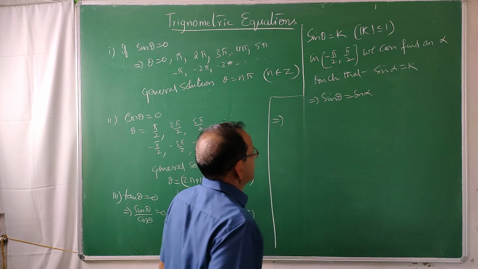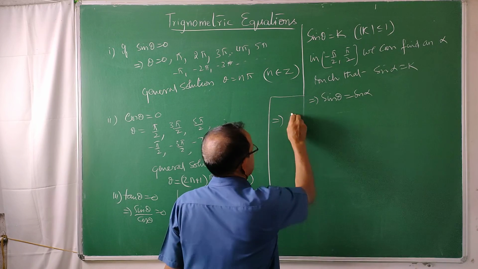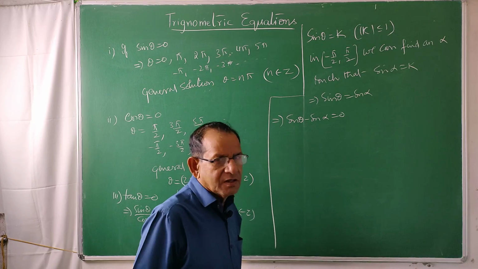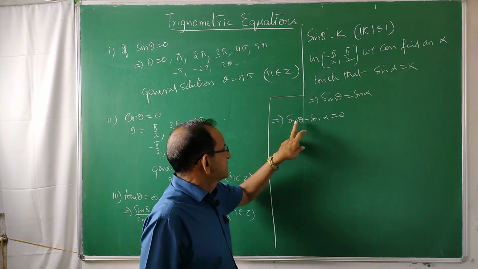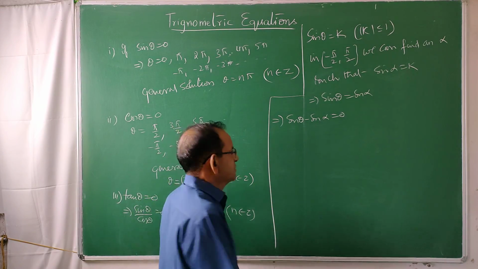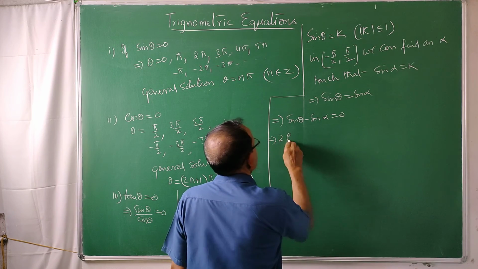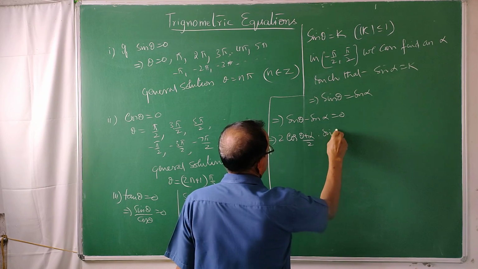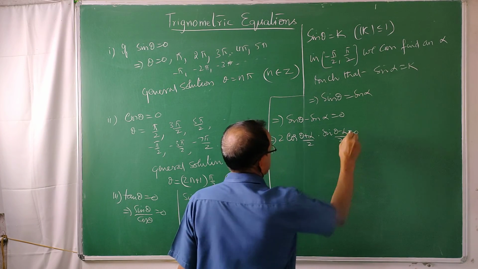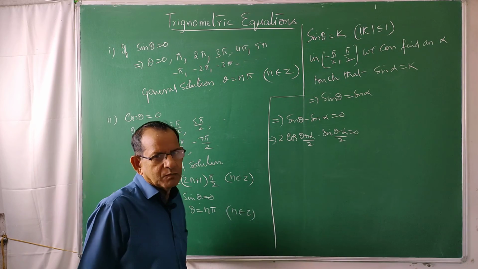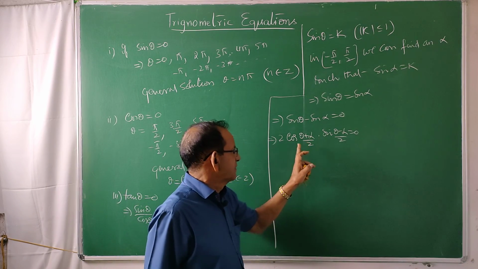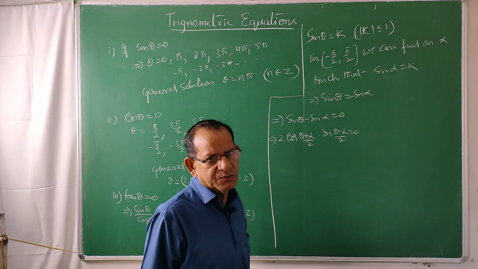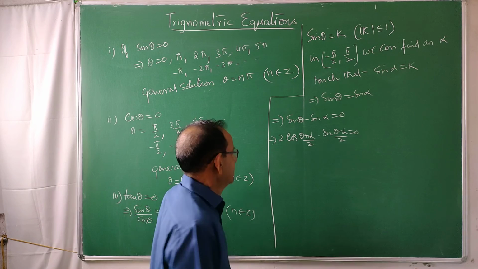That implies, bring sin alpha to the left side, sin theta minus sin alpha is equal to 0. Let us apply the transformation sin C minus sin D, that is 2 cos (theta plus alpha)/2 into sin (theta minus alpha)/2 is equal to 0. Now, the product is 0. Now, cos (theta plus alpha)/2 is 0 or sin (theta minus alpha)/2 is equal to 0. We have to consider both the cases separately.